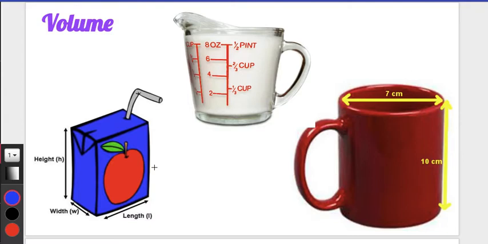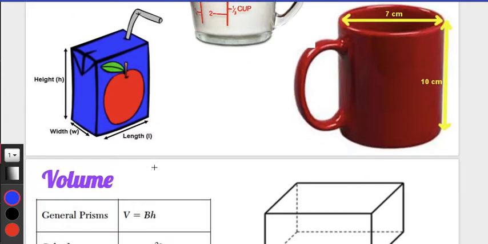Of course, in the future, when we introduce another word called density, you will discover more of the relationship between volume, weight, and density. But today, our focus will be volume, which is how much space is inside the object.